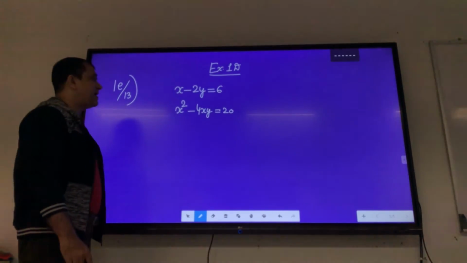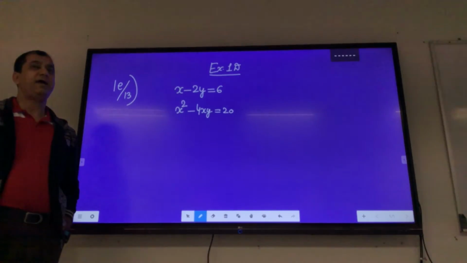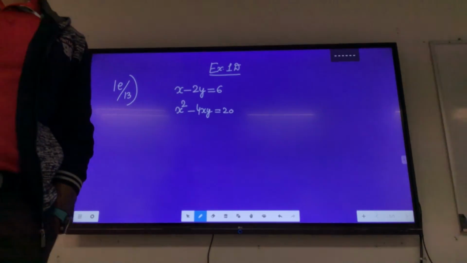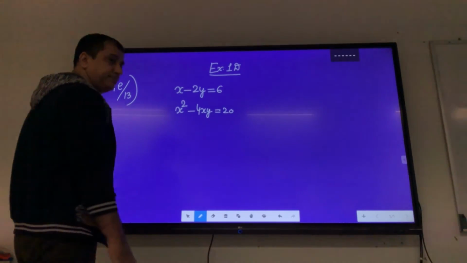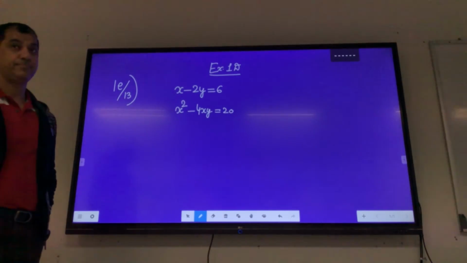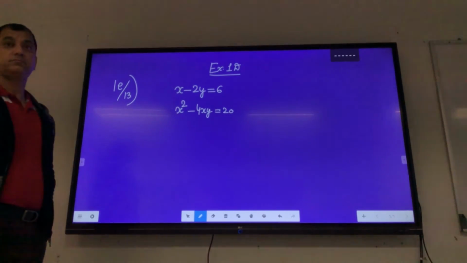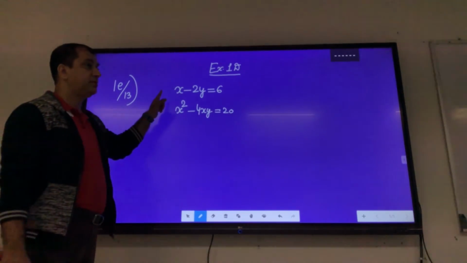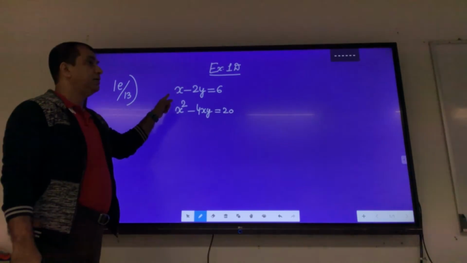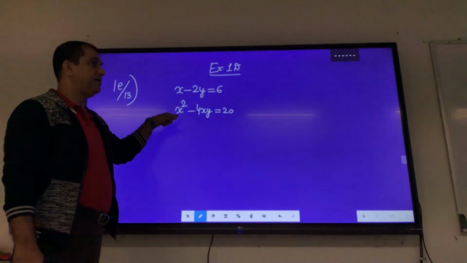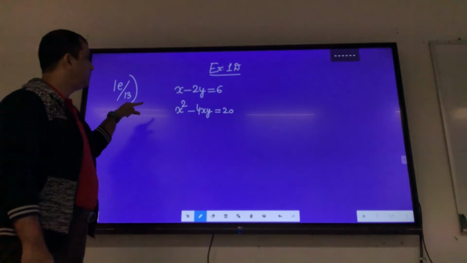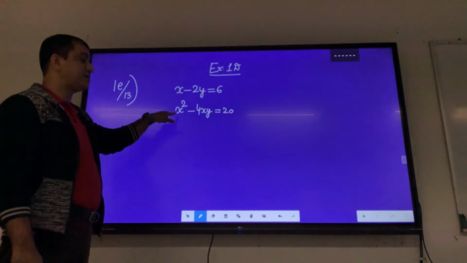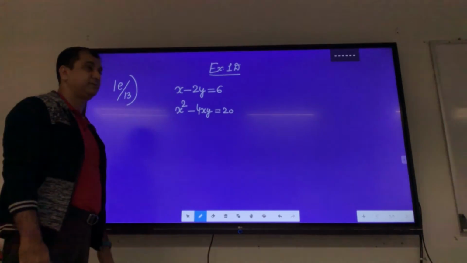I want to move with the method of substitution. But what should I do? Any idea? Suggestion? Yes, take x out of the second one, like x minus 4y. Okay, then what will you do? If you take x out, still x is there. This is x squared, this is x. We can't take it properly.